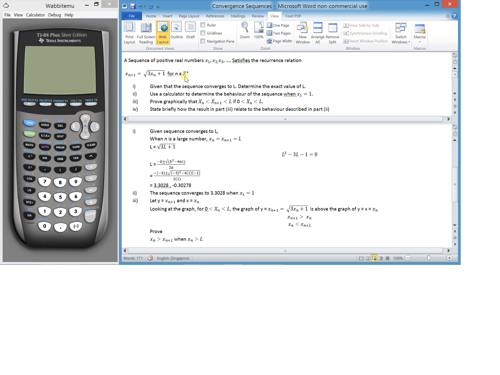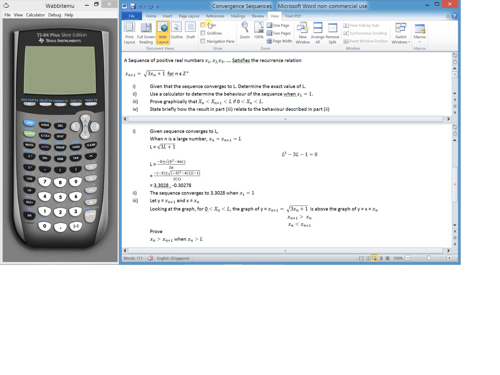So let's say when n equals 1, for example, this is x2, right? This is x2. What is this? This is x1, because we substitute 1 into n. So when we substitute 1 into n, this 1 plus 1 is 2. So x2 equals the square root of 3x1 plus 1. This is what it means.